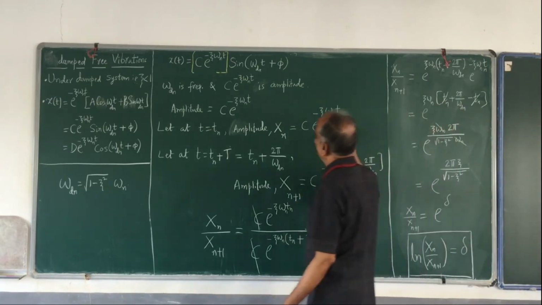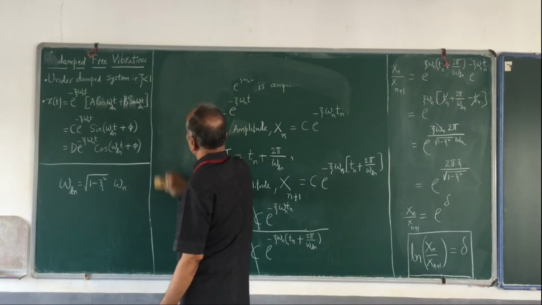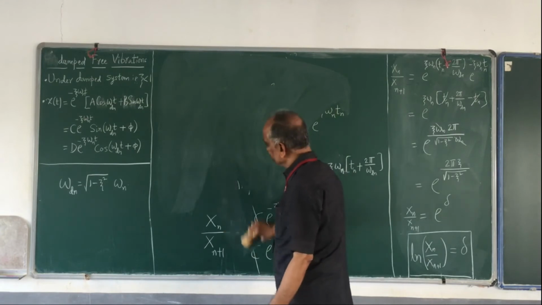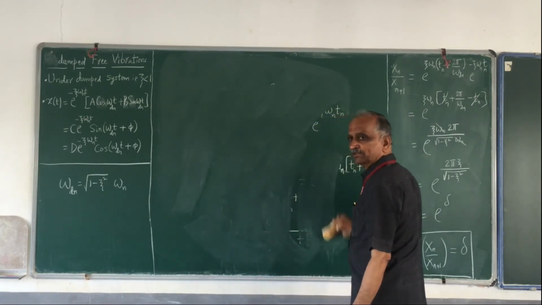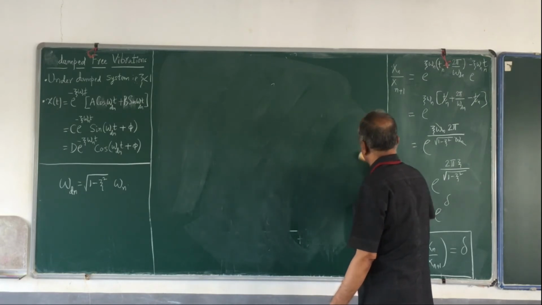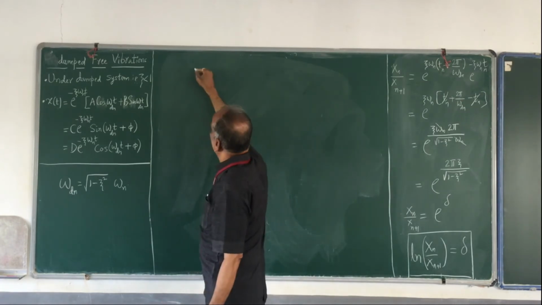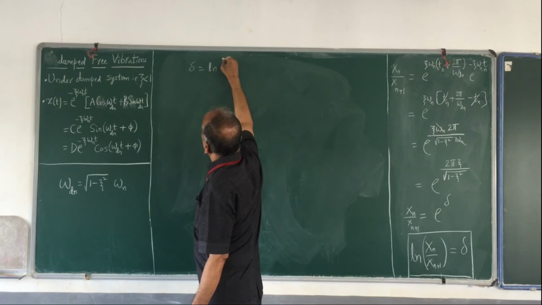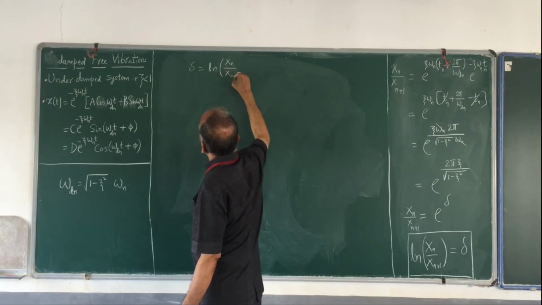So many times the various versions of this is going to be asked. Prove that delta is equal to 2 pi zeta divided by root of 1 minus zeta square. Then obtain the expression for logarithmic decrement. Okay, the various ways that has been asked. Okay, so now I have got what is called as delta. Delta is what? It is equal to natural log of xn divided by xn plus 1.